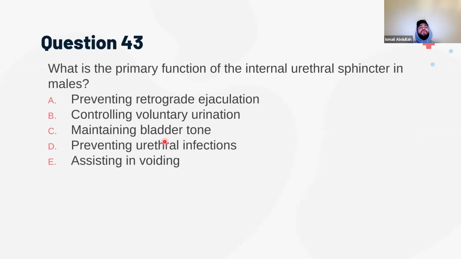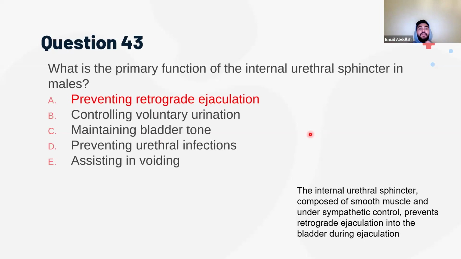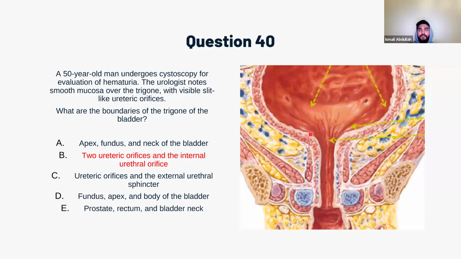Okay, so what is the primary function of the internal urethral sphincter in males? And this is very important to understand complications of things like prostatectomy. So what do you think? Yep, it's going to be A, retrograde ejaculation. So let me just go back a bit. So this is the prostatic urethra, right? This is your internal urethral sphincter.